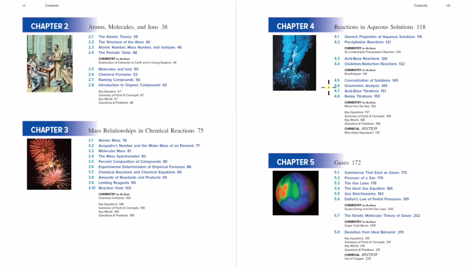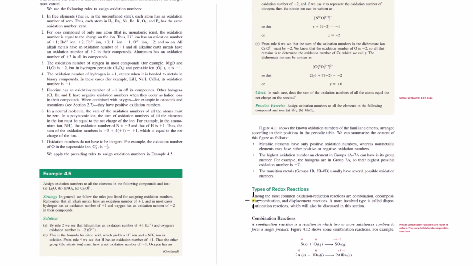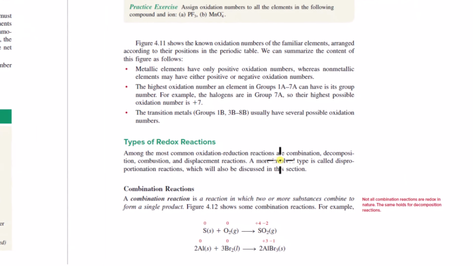Okay, we're picking up where we left off in Chapter 4, talking about oxidation-reduction reactions. In this video, we're going to talk about types of oxidation-reduction reactions. Among the most common oxidation-reduction reactions are combination, decomposition, combustion, and displacement reactions. A more involved type is called disproportionation reactions, which will also be discussed in this section.